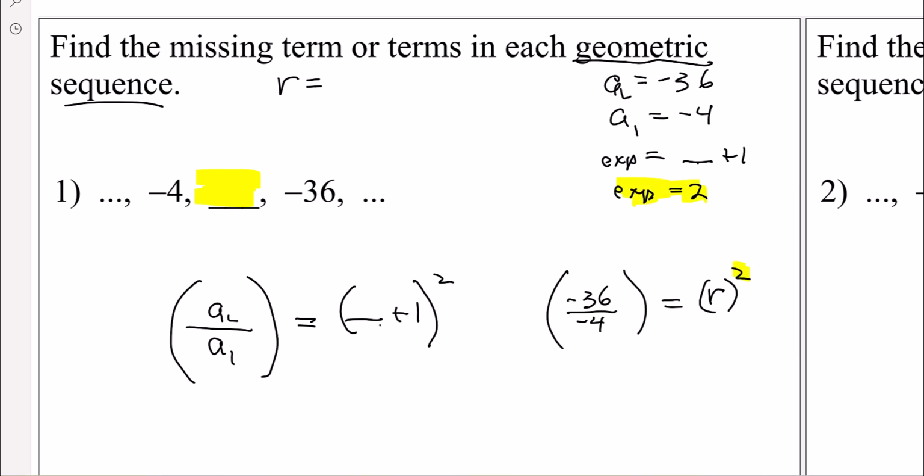Well, negative 36 divided by negative 4 is 9. 9 is equal to r squared, so just take the square root. So our common ratio is 3. Well, negative 4 times 3 is negative 12. Negative 12 times 3 is negative 36.